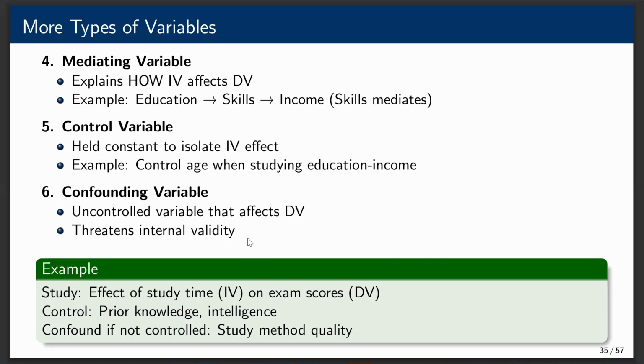Confounding variable, an uncontrolled variable that affects the dependent variable, and it threatens internal validity. Example, to study the effect of study time, which is the independent variable, on the exam score, that is the dependent variable. You need to control prior knowledge and intelligence; these confound if not controlled, as does study method quality.